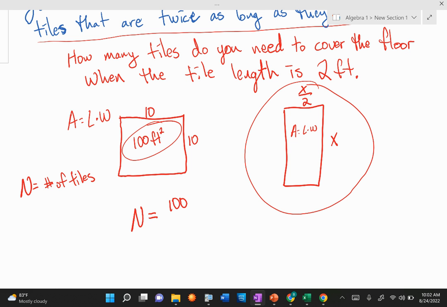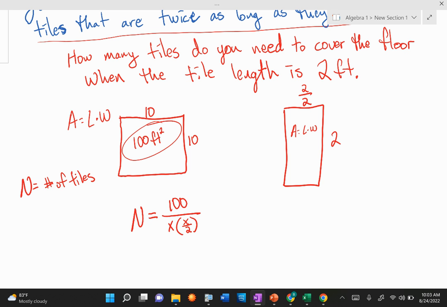Length times width. So if we're putting these dimensions into the problem, it might look something like x times x over 2. Now underneath this red line, it gave us what little piece of information? How many tiles do you need to cover the floor when the tile is 2 feet in length. So now instead of x, we can fill in a 2.